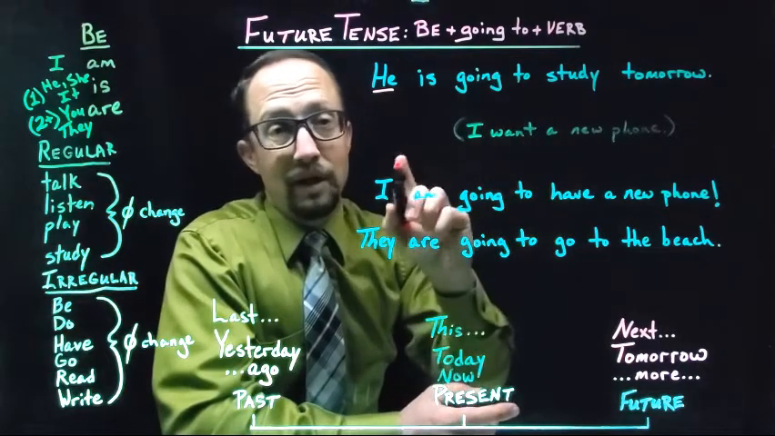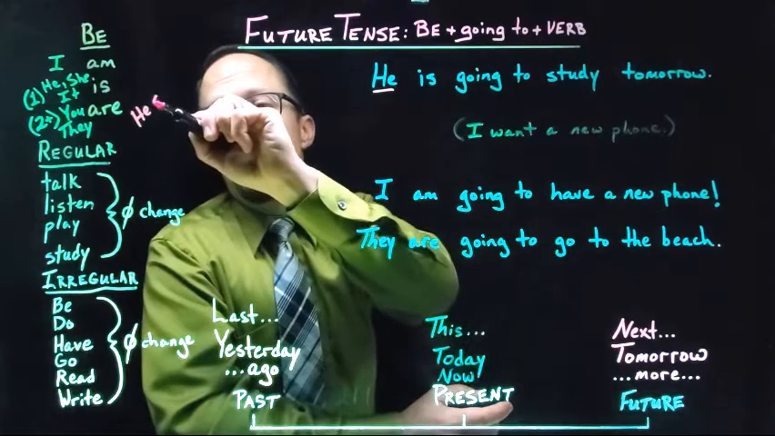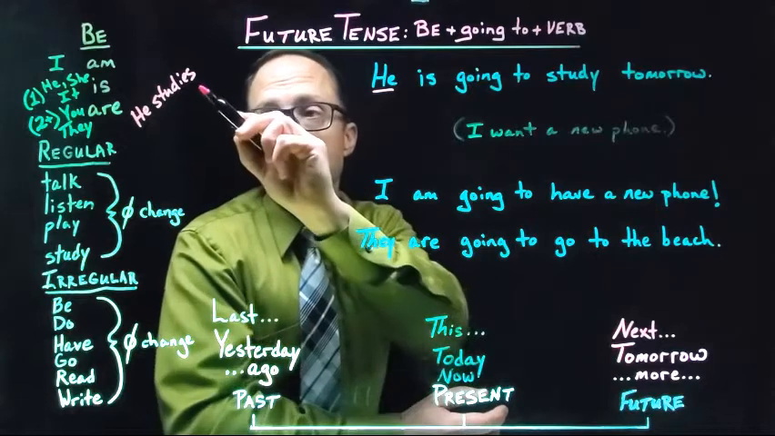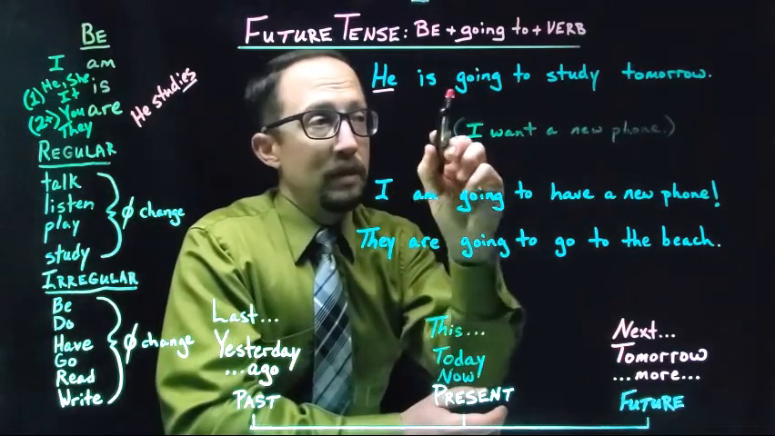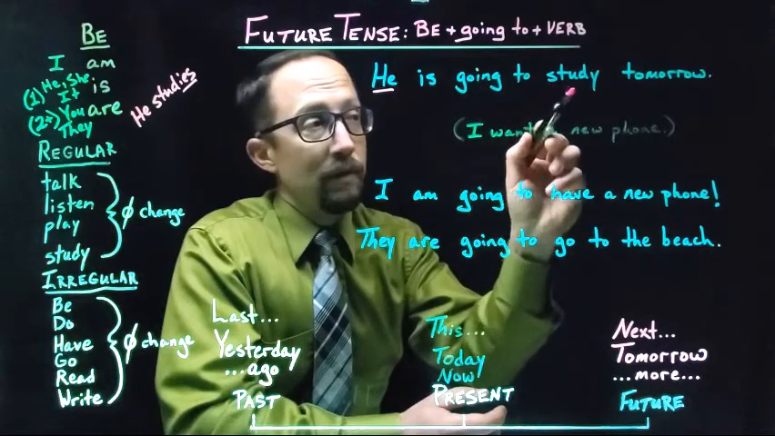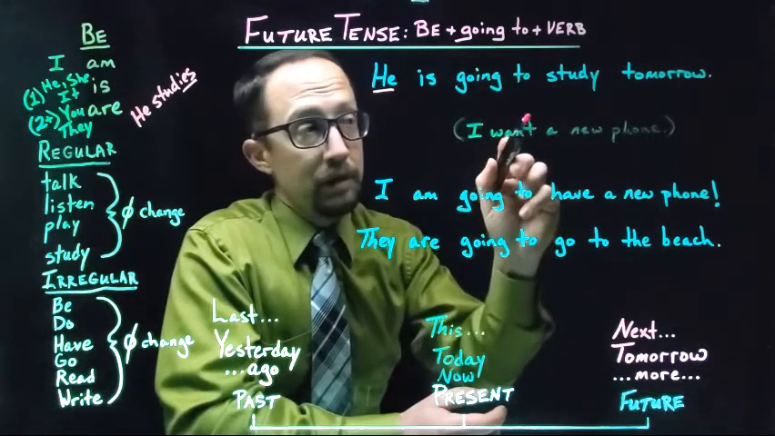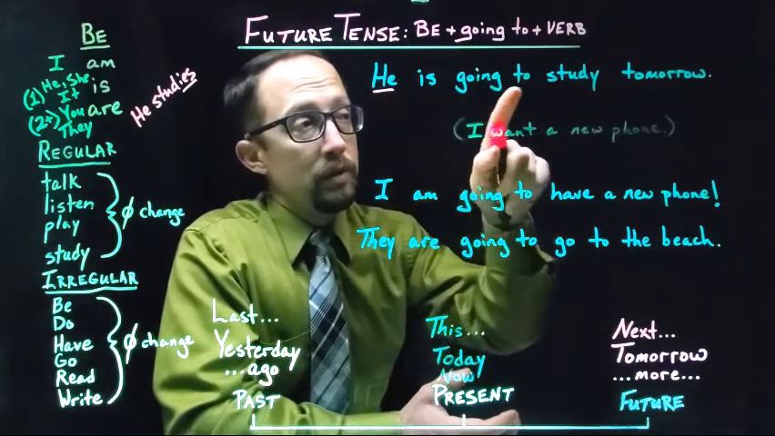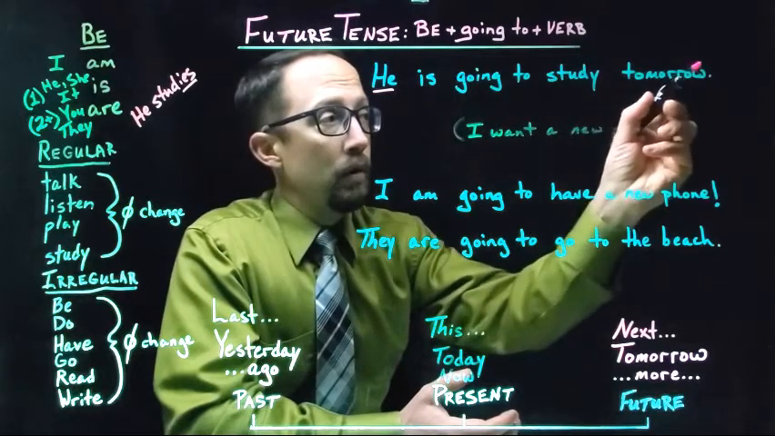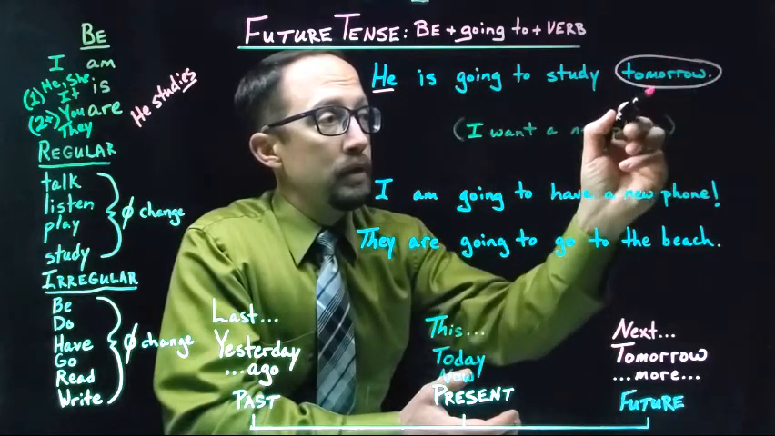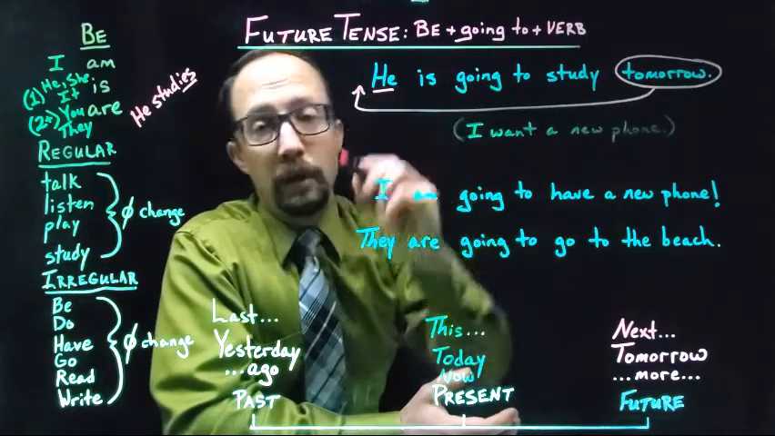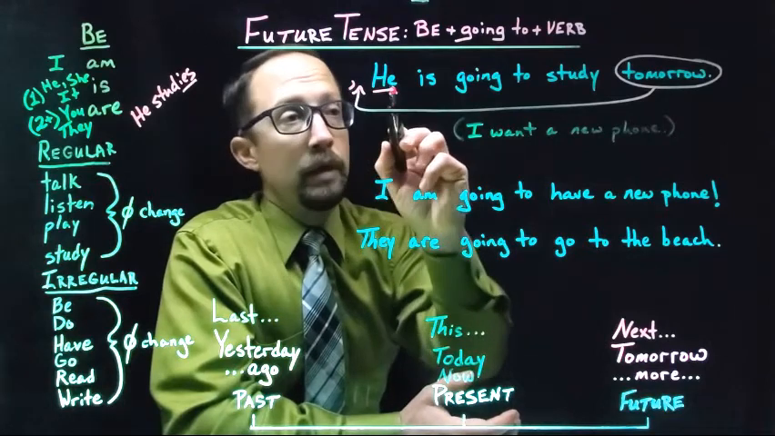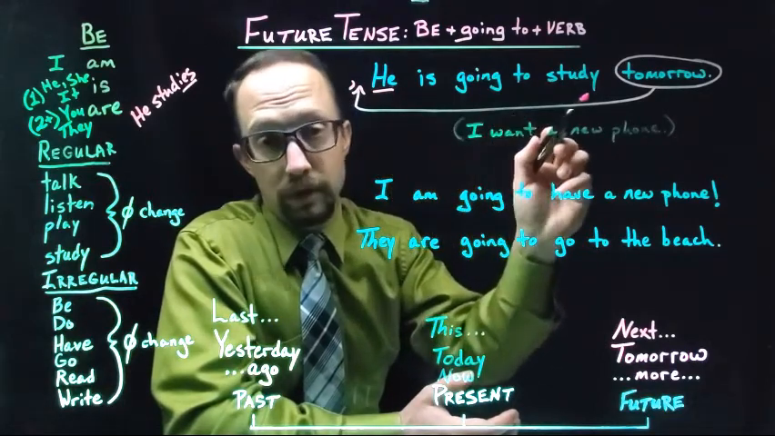You do not say he studies, like in the present tense. So you don't say he is going to studies. This verb never changes. And remember, you can say he is going to study tomorrow, or you can take tomorrow and put it at the beginning. You can say tomorrow, comma, he is going to study.